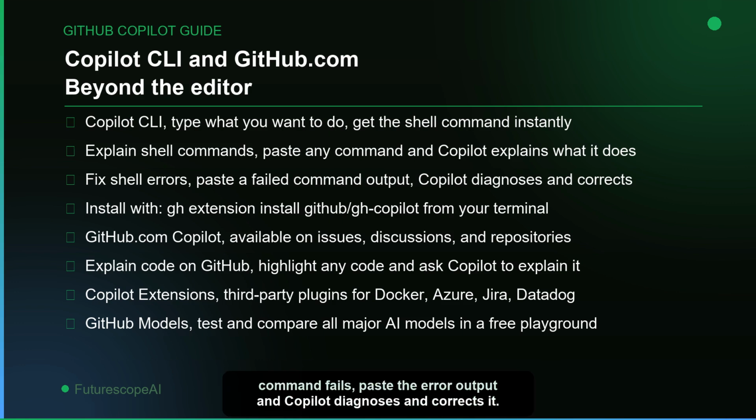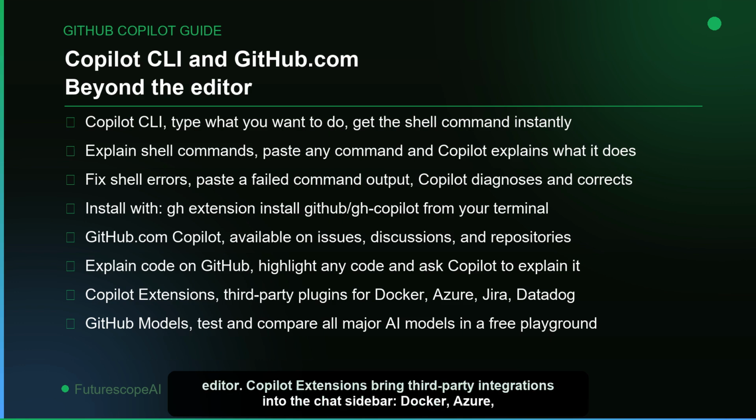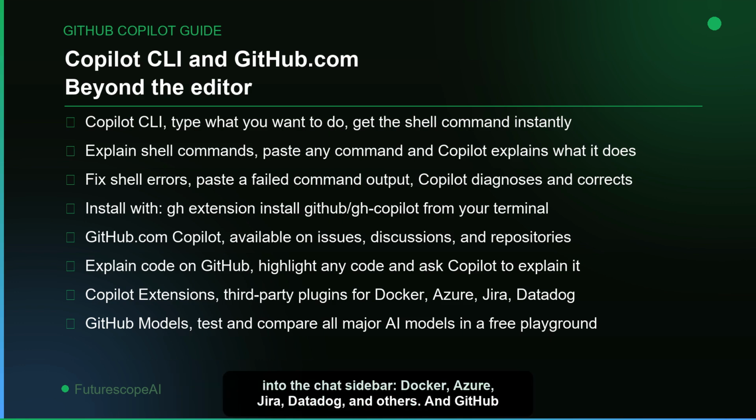Install Copilot CLI with the GH extension. Install GitHub/GH Copilot. On GitHub.com itself, Copilot is available across issues, discussions, and code views. Highlight any block of code in a repository and Copilot explains it in plain English without opening an editor. Copilot extensions bring third-party integrations into the chat sidebar: Docker, Azure, Jira, Datadog, and others. And GitHub Models is a free playground where you can test and compare all major AI models on the same prompt before deciding which to use.